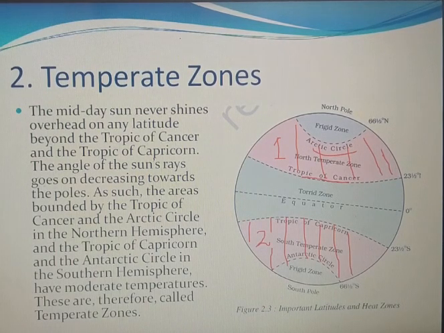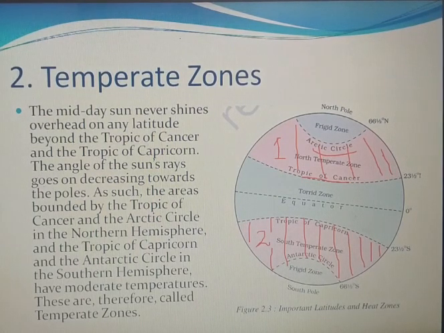Here sunlight is never going to hit directly, and they're going to have a moderate temperature. These two areas are going to have a moderate temperature. They're never going to receive the sunlight directly, or the vertical heating of the sunlight. It is never going to happen here.